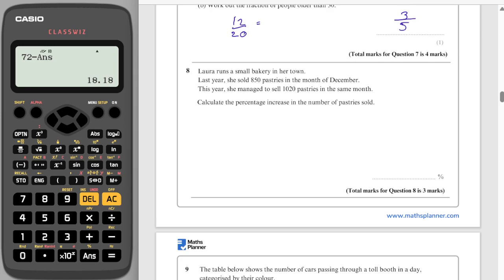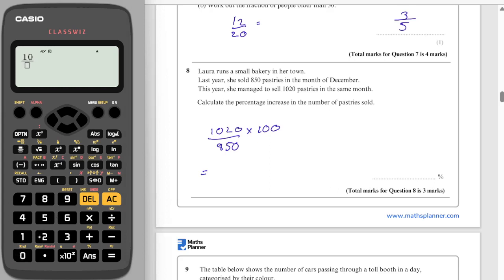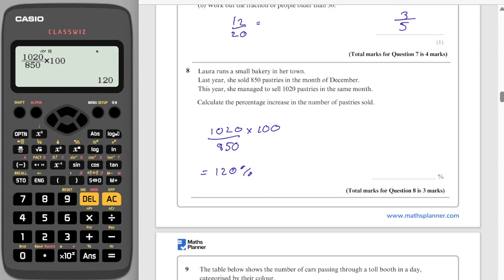The way I'm going to do this is I'm going to work out the percentage with the increase. So I'm going to have 100 and something. So I'm going to treat it as 1020 divided by 850, and then times that by 100, and that'll give me the percentage in terms of 100 and something, and the something will be my percentage increase. So 1020 divided by 850 times by 100 gives me the value of 120%. So the percentage increase is 20%.